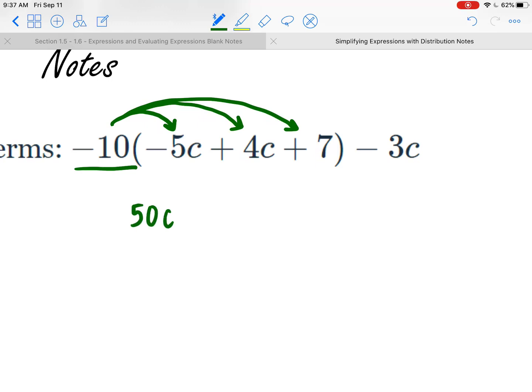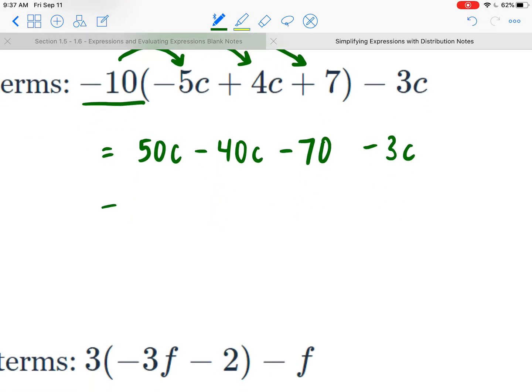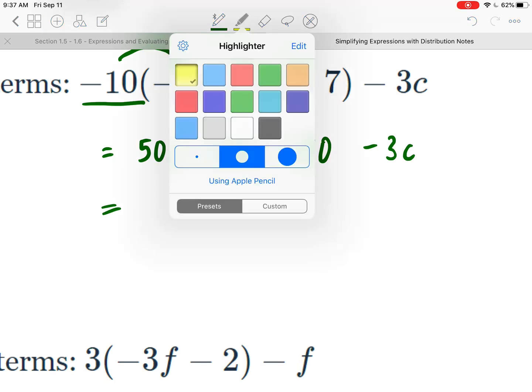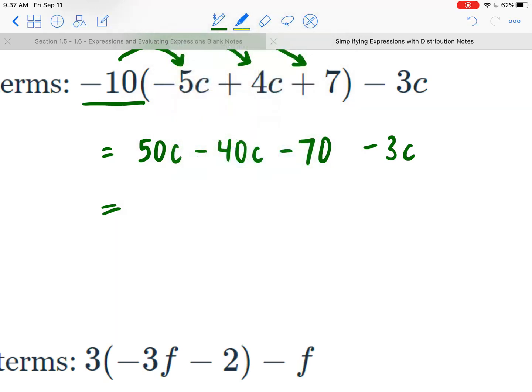And then when negative 10 multiplies the positive 4c, we're going to get negative 40c, because negative 10 times 4 is negative 40. And then when negative 10 multiplies the 7, we're going to get negative 70. And then I'm going to leave this negative 3c here because we haven't really done anything with it yet. Okay? So now what we're going to do is combine what we call like terms, right? We talked about this a little bit earlier this week. So you have a c here and a c here and a c here. So the goal now is to just combine all of these like terms together.